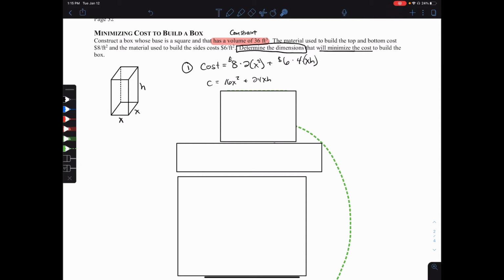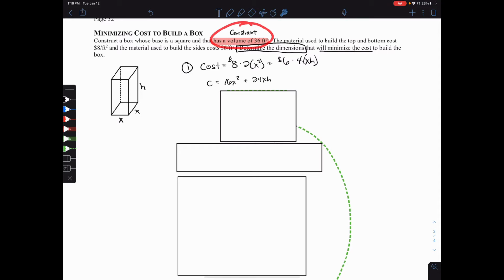If we add to that $6 a square foot times 4xh, the xh comes from the area of one of these sides, the lateral side. Base times height is x times h, and there are 4 of those: front, back, left, and right. So there are 4 of those times the xh, and there's $6 a square foot. If you simplify it, then here's your cost function.